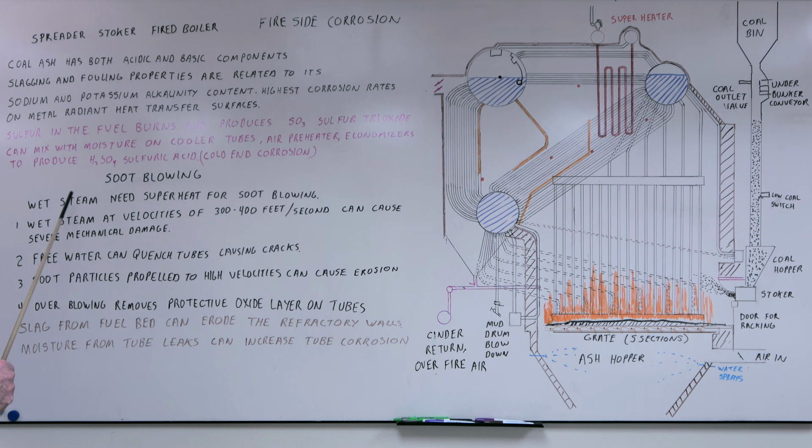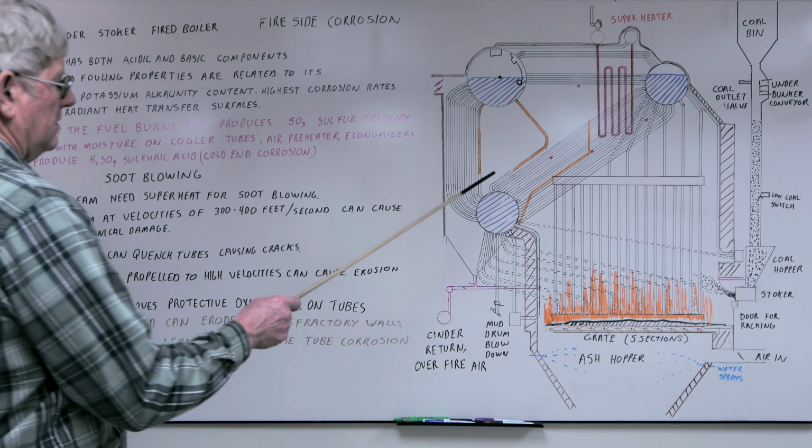Big problem with this boiler was soot blowing. You can't have wet steam. You need superheated steam for soot blowing, no moisture in it. Wet steam at velocities of 300-400 feet per second can cause severe mechanical damage. It's called erosion. High velocity water droplets can erode the steel surfaces of the tubes, and eventually they'll rupture and have a tube leak. Free water can quench tubes and cause cracking.